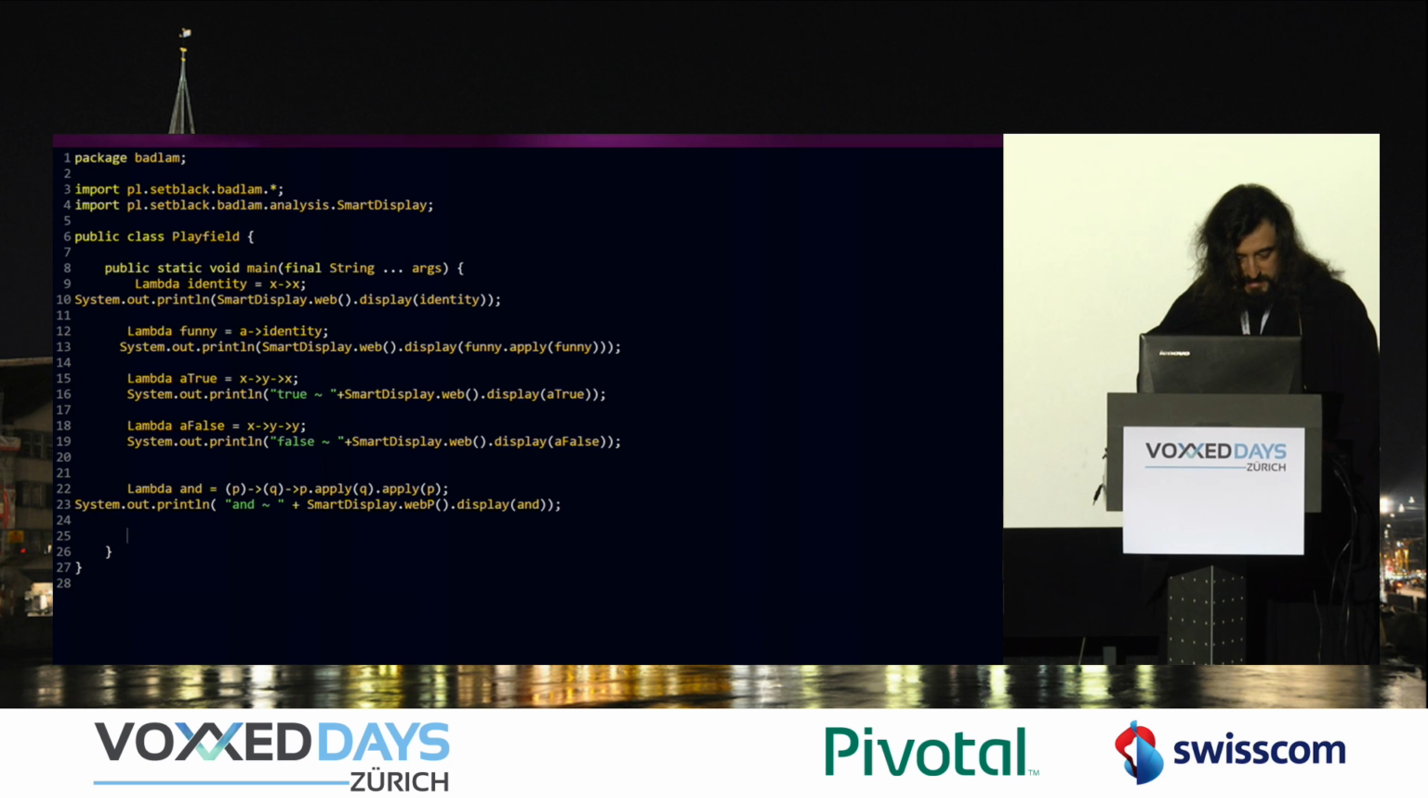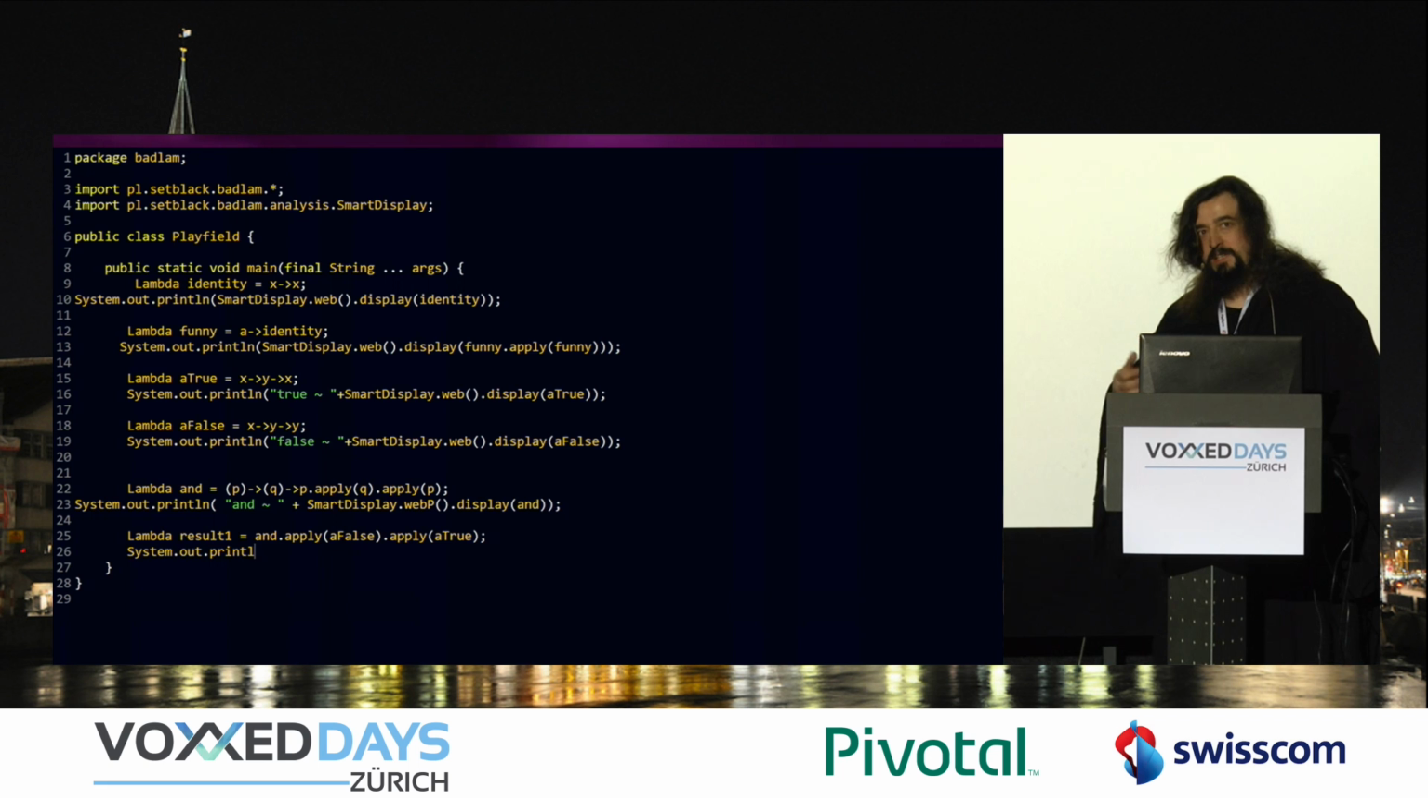Okay, so let me now try something. I will create lambda that I call result. I will use this lambda end, and I will apply a false to it, and then to the result of this, I will apply a true, and see what happens. By the way, you see that lambdas can take only one argument, but nevertheless, they can totally behave like functions of two arguments, and whatever number you need, just with currying. That's the pattern.